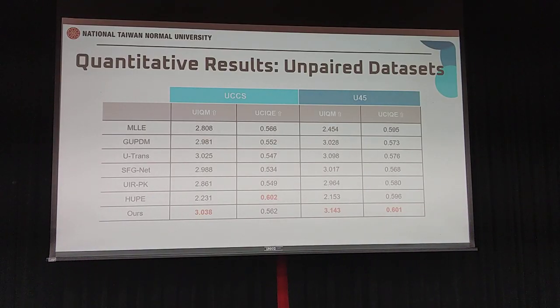We also test our method on 2 unpaired real-world datasets, UCCS and U45. Since there are no ground truth images, we use no-reference metrics, such as UIQM and UCIQE. The results show that our method achieves strong perceptual quality and color naturalness. This suggests that our model generalizes well to real-world underwater scenes, not only to paired benchmark datasets.